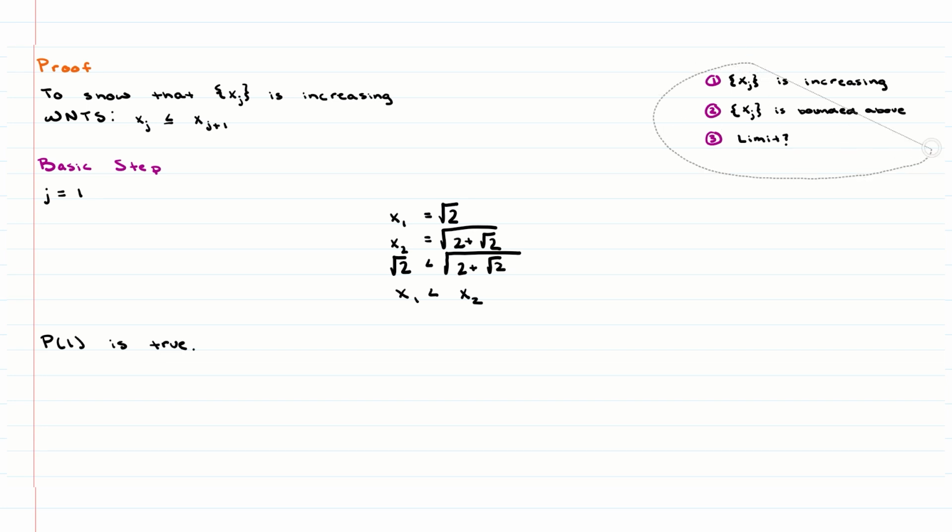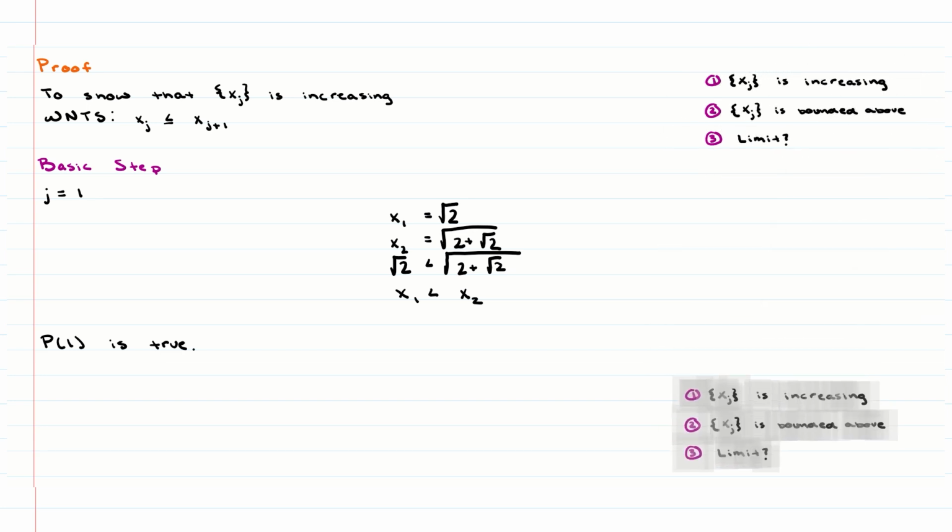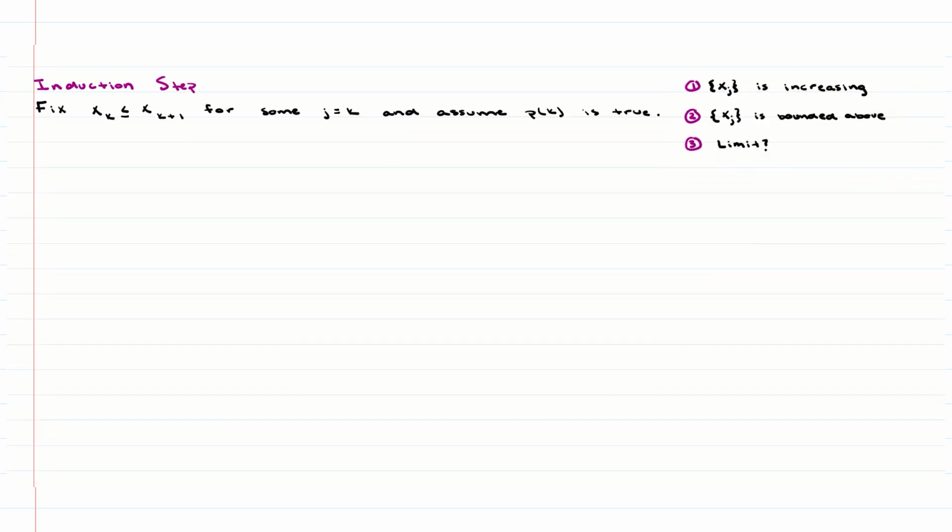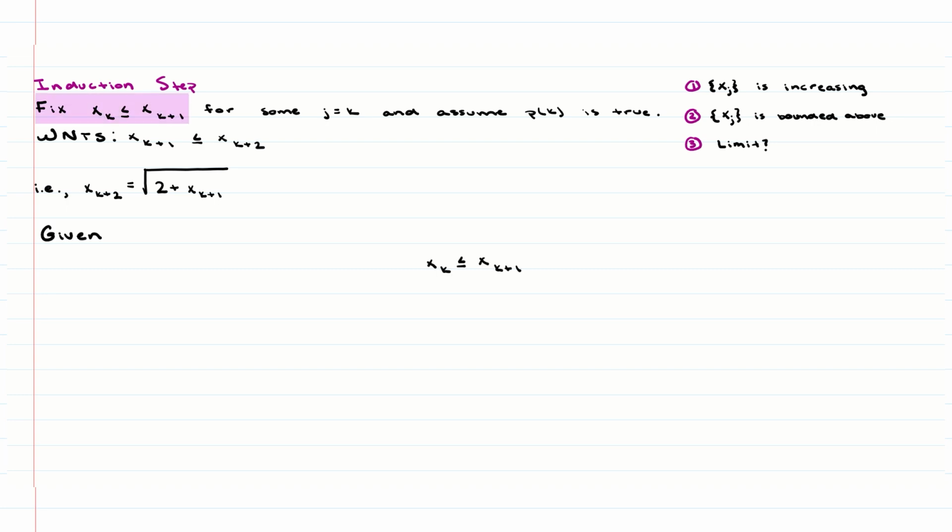Now let's move on to our induction step. For our induction step, we'll fix x sub k to be less than or equal to x sub k plus 1, so we've replaced j with k, and we'll assume P of k is true. We need to show in this step that x sub k plus 1 is less than or equal to x sub k plus 2.